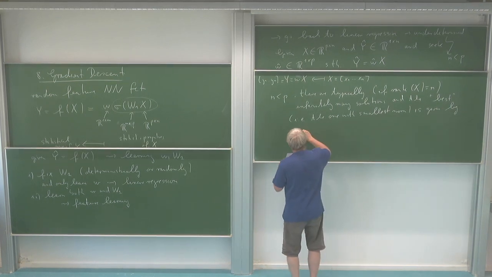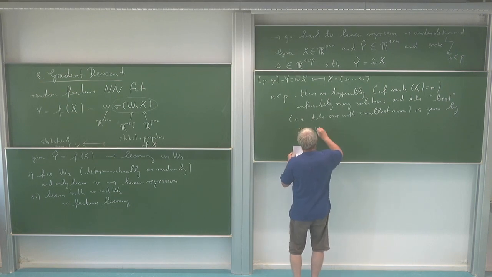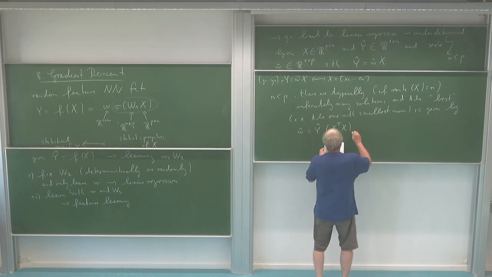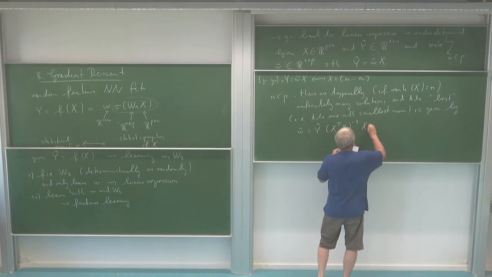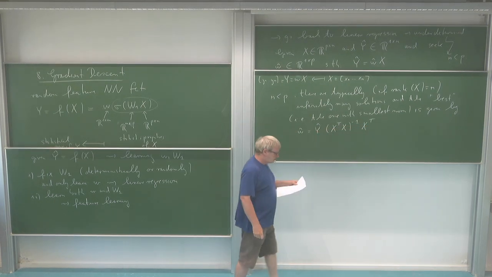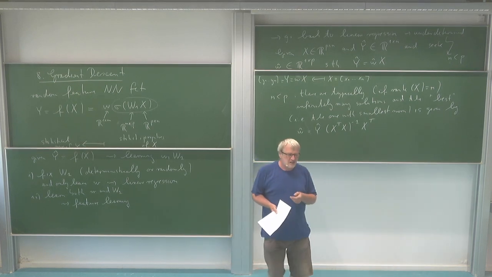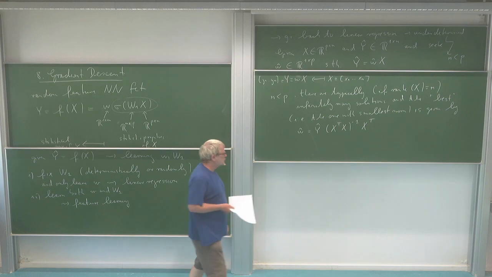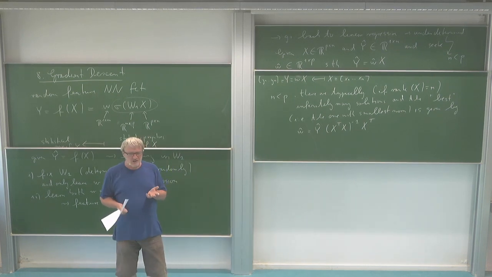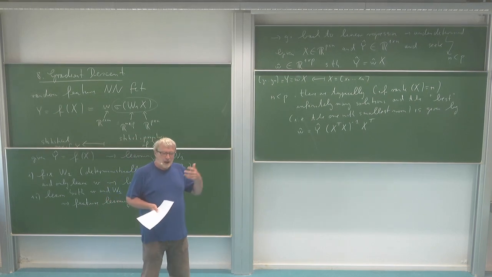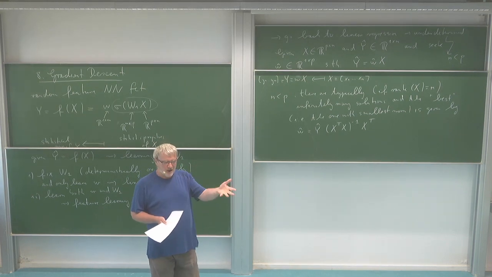Namely, this W hat is the Y hat, and then I have X transpose X to the minus 1 times X transpose. Okay. And this is essentially the same solution as you take in the overdetermined case. In the overdetermined case you have in general no solution, but then you can only approximate the given solution with the least squares.